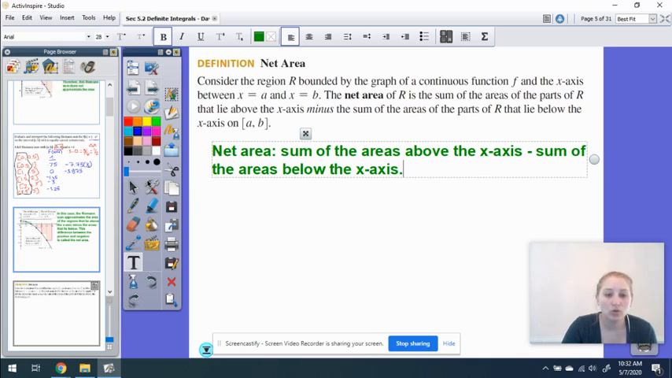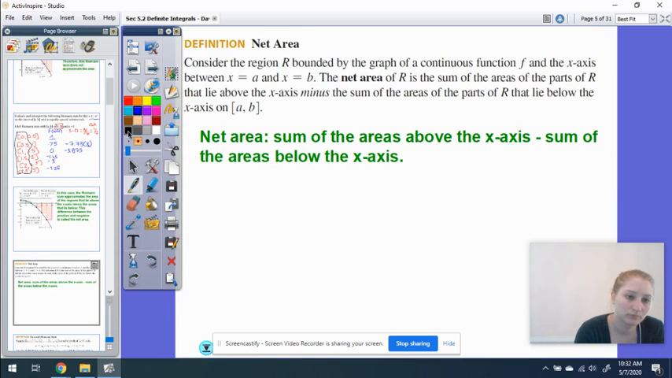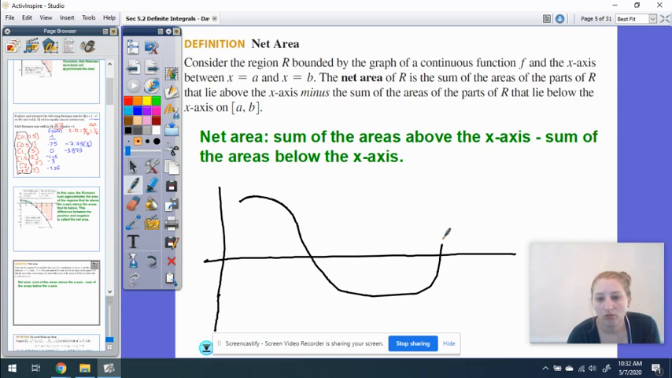Okay, so what this looks like, let's just draw a little picture. Okay, so I could have something like this.